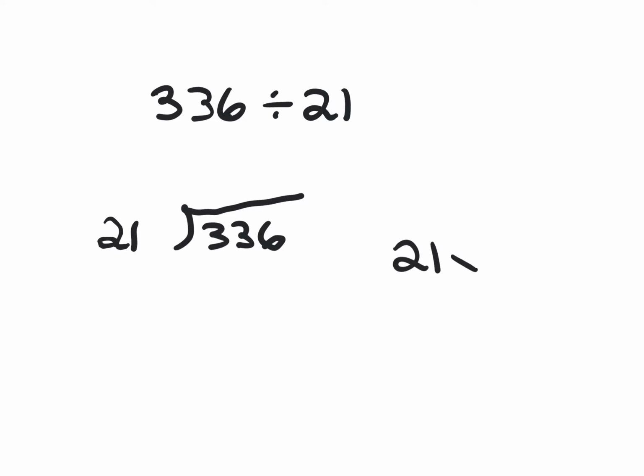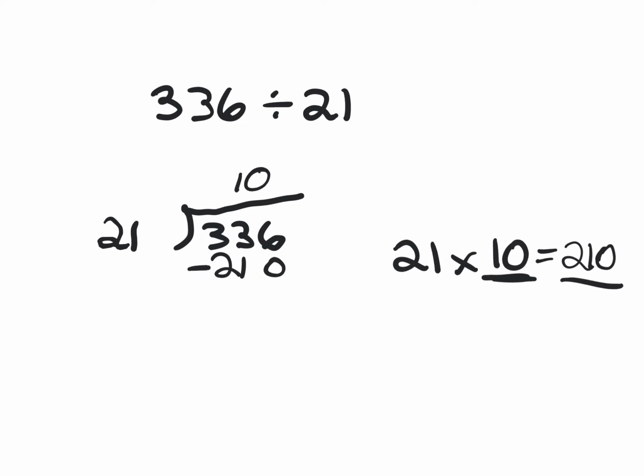Let's try 21 times 10 equals 210. Now, 210 is less than 336, so this would work. So we're going to take this 10, and we know that 10 is going to be one of our partial quotients. So we're going to take away the 210 now. We're going to subtract here. And now we've got to think, okay, what's another number we could multiply by 21 and get a number less than 126?